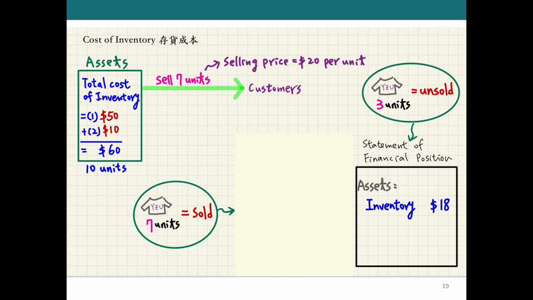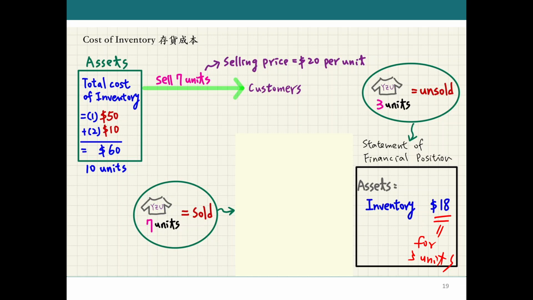$18 for how many units? 3 units, okay? But the problem is, we accounting and finance guys care about money more. So I know $18 for 3 units. Okay?